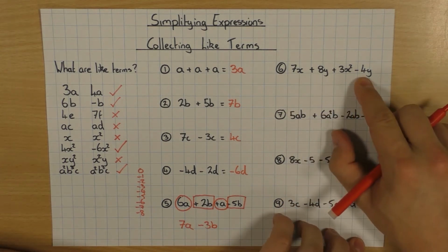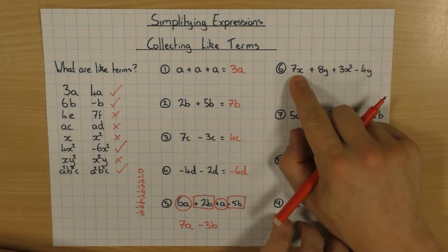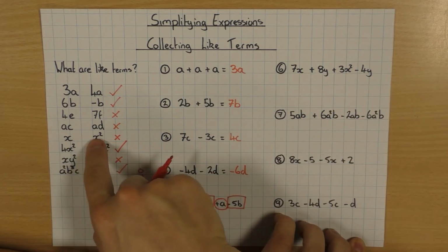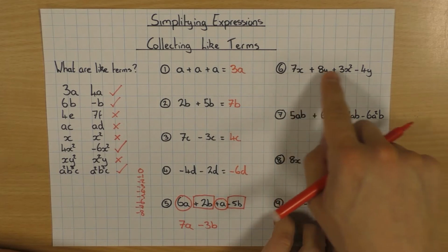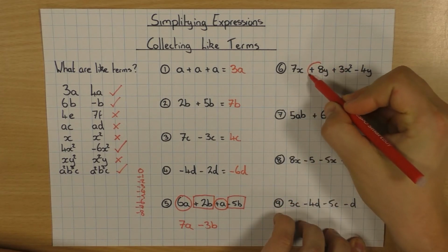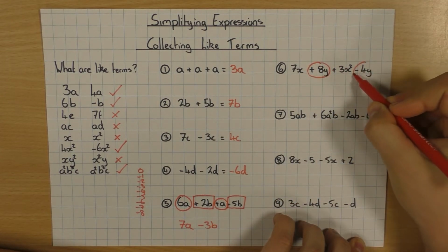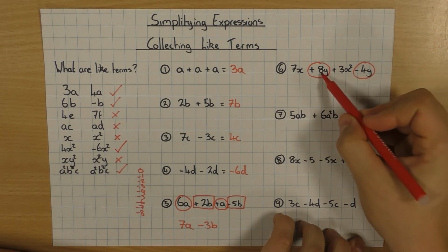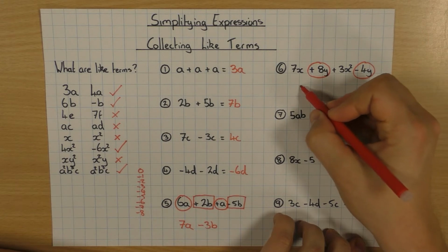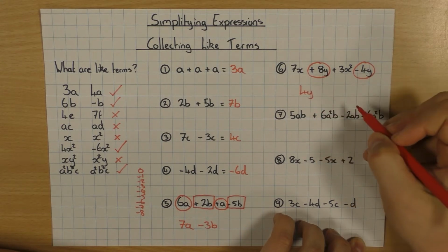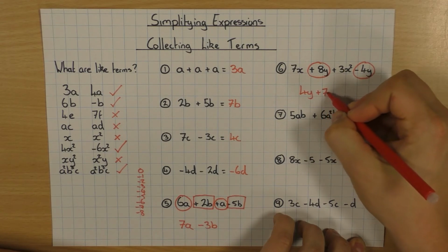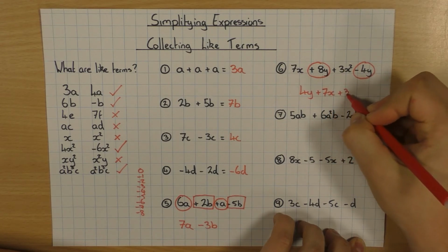This example here, again, I'm going to have a look. What's the same? I've got an x here. I've got an x squared, but remember, they need to be exactly the same, so they are not like terms, so I can't do anything with them. However, I have an 8y and a minus 4y. So the y's are the same, so I can simplify them. So 8y minus 4y is 4y. And then, because I can't do anything with these, it's not a problem. I just leave them alone, and they stay the same. So I just write them out.